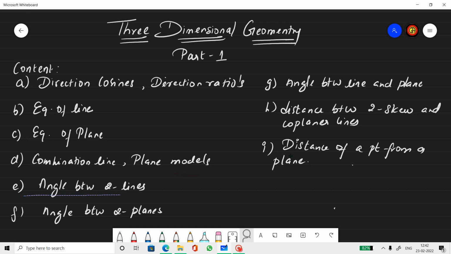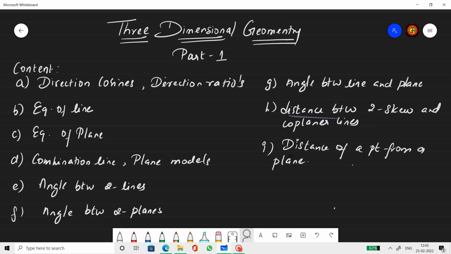And then angle between two lines. This will come with equation of line. Angle between two planes will come with equation of plane. And then angle between a line and a plane will also come after you finish equation of plane. So: equation of line, then angle between two lines, equation of plane, then angle between two planes, and then angle between a line and a plane.